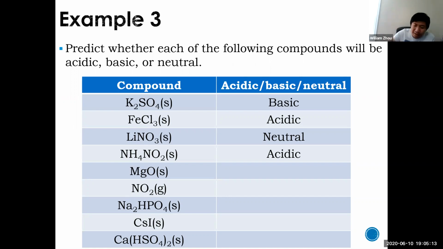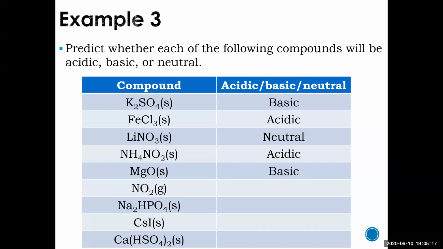Come on, guys. A grade 10 student can do that one. Basic, yeah, thank you. Magnesium oxide, a metal oxide. In grade 10, you learned that this is basic, and in grade 12, we learned why this is basic. Because water will break that up. Magnesium is a spectator. Oxygen will bond with water to make OH. Okay, so that makes it basic.